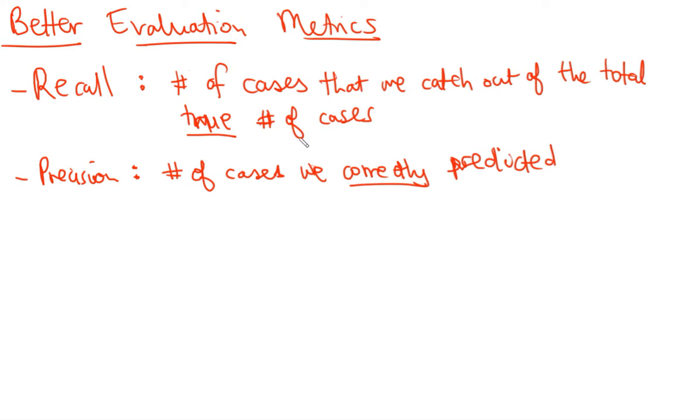So there's a bit of a difference. It might be confusing at first, but I hope you can research this better, especially if you go through your supervised learning. This will be hammered in. So recall is going to be out of all the true cases, how many did we catch? Precision is just going to be of the ones that you caught, how many are correctly predicted.